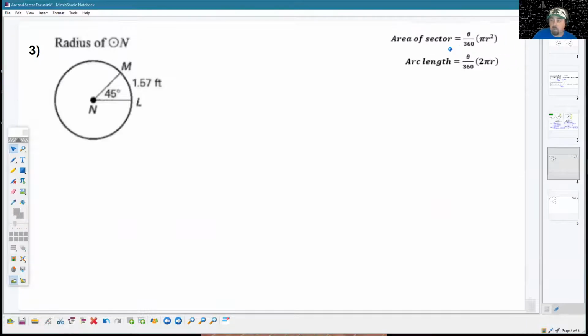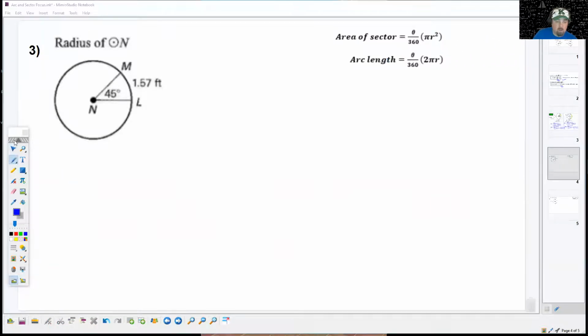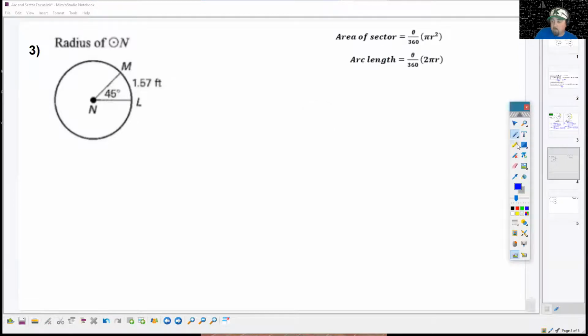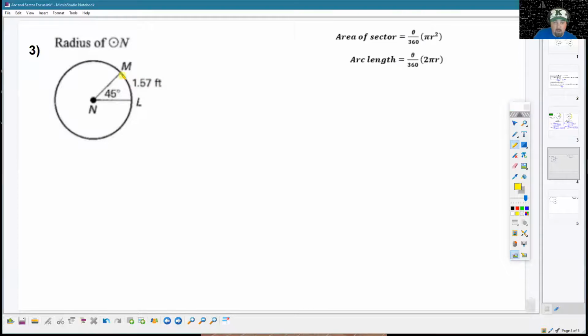We want to find the radius given the information here. So let's go ahead and figure out what we're actually given here. This 1.57 feet, this is the arc length. This 45 degrees, this is our theta, and it's asking us for the radius. The radius would be right here.